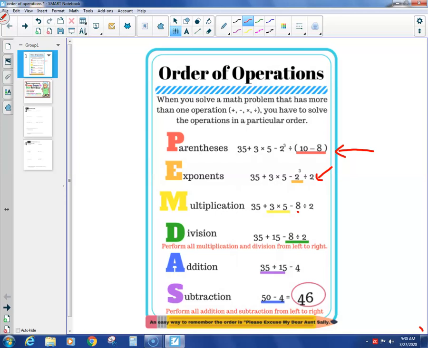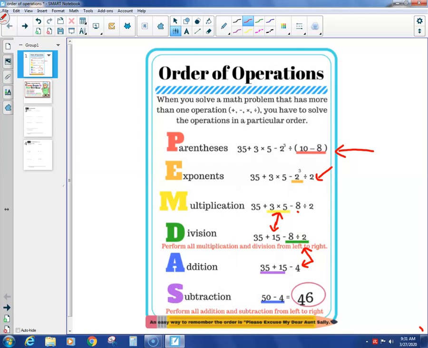As you can see, the first thing that they took care of here is the multiplication. The 3 times 5 is the 15. And then going from left to right, the next thing that they took care of was this 8 divided by 2, and of course that is the 4. So we've got parentheses, exponents, multiplication and division from left to right.